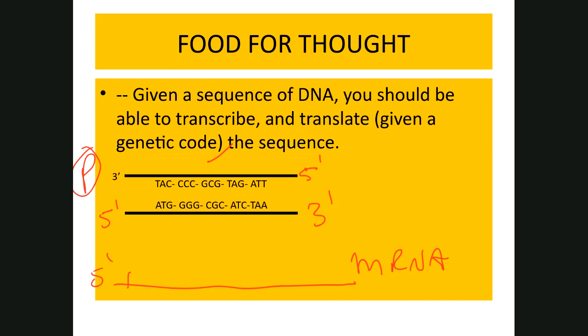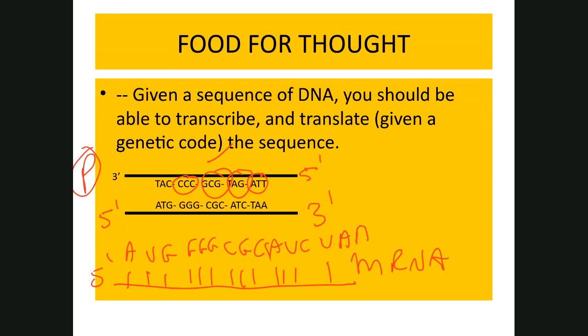A, U, G, then CCC, which will be G, G, G, then GCG, which will be CGC, then TAG, which will be AUC, and then ATT, which will be UAA. So we're going to have AUG, GGG, CGC.